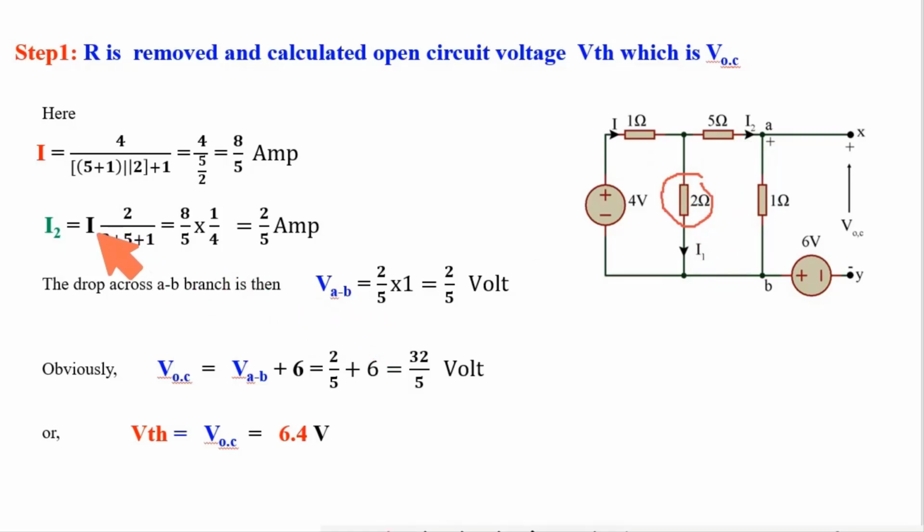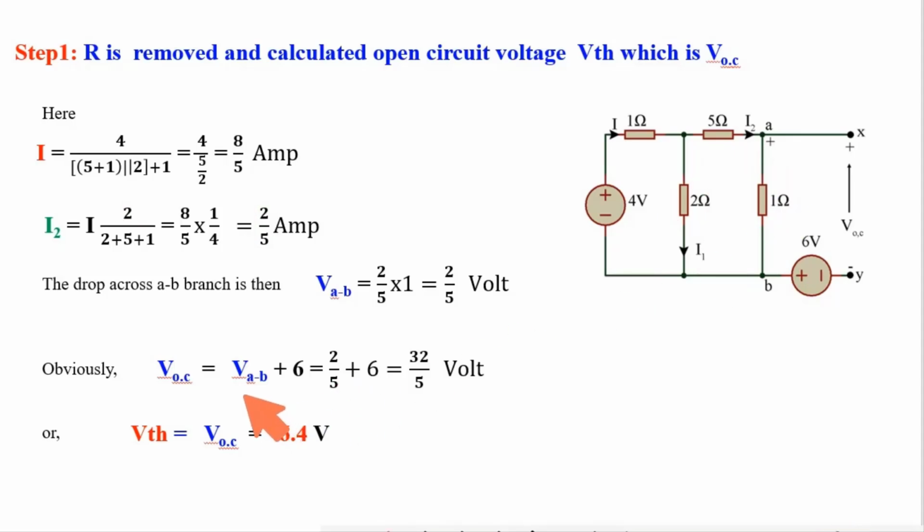So I2 is equal to opposite path resistance, that is 2, divided by the summation of resistance of both paths, that is 2 plus 5 plus 1, multiplied by main current I, that is 8 by 5. So ultimately we got 2 by 5 ampere. What is this? This is the value of I2, this current.